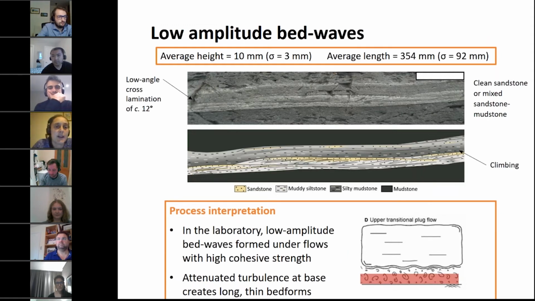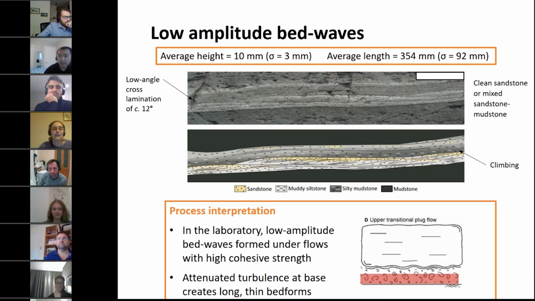So the third type of bed form I'd like to show you we termed low amplitude bed waves. These bed forms had an average height of 10 millimeters and an average length of 354 millimeters. So they were very different to the other bed forms. Very thin and extremely long. They were often mixed sandstone mudstone as well, but they were also sometimes clean sandstone. They contained low angle cross lamination of about 12 degrees. And again, these bed forms were often climbing.